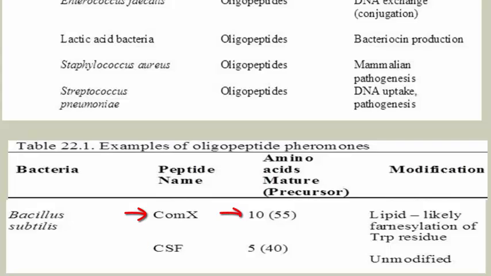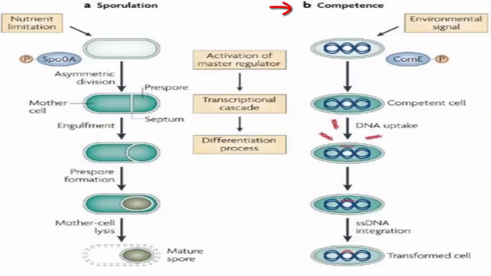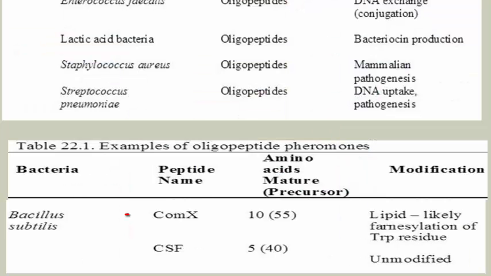COMX is a 10 amino acid oligopeptide pheromone. CSF is a 5 amino acid oligopeptide pheromone. Competence is the ability of a cell to take up extracellular or naked DNA from its environment. In order for Bacillus subtilis to take up DNA from its environment, its competence must be induced. COMX is involved in this process.